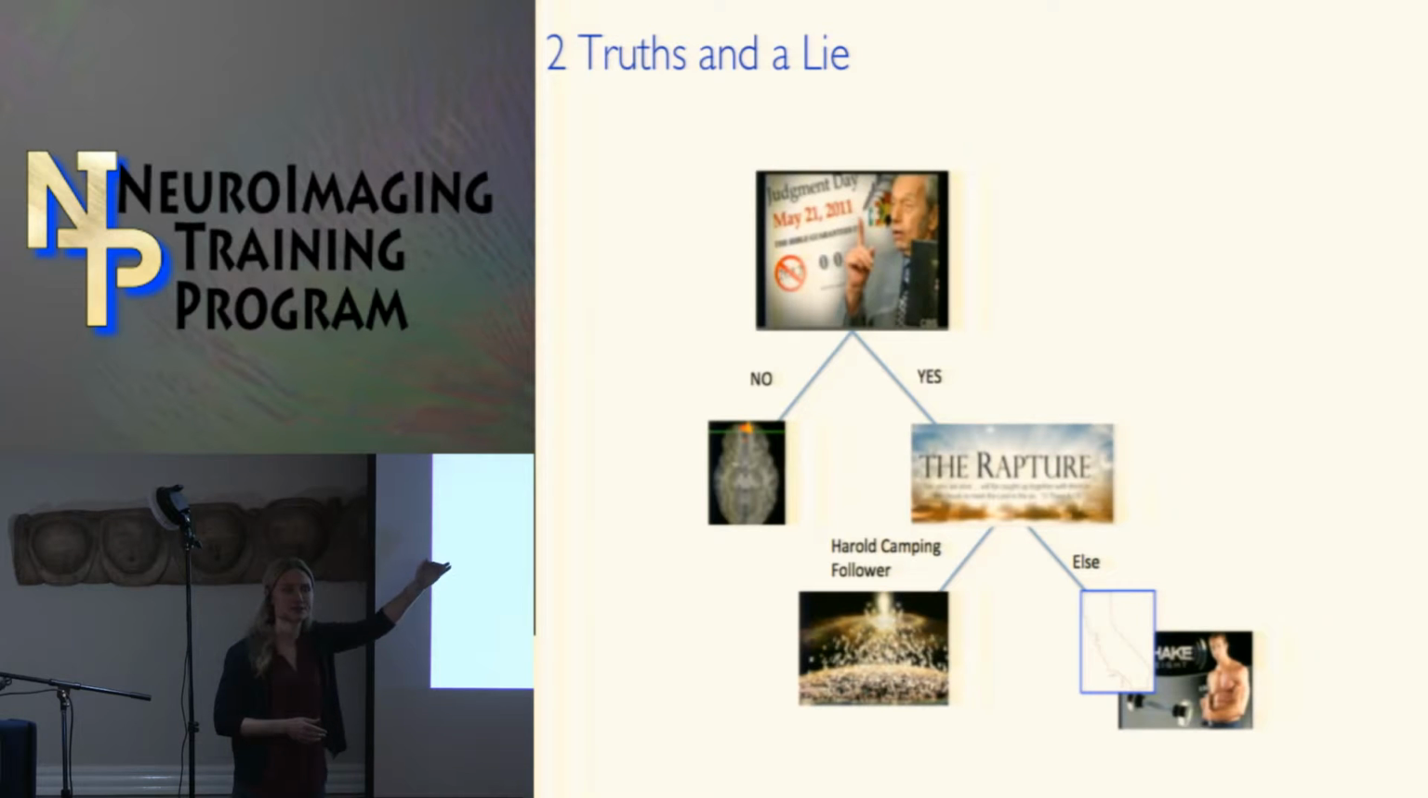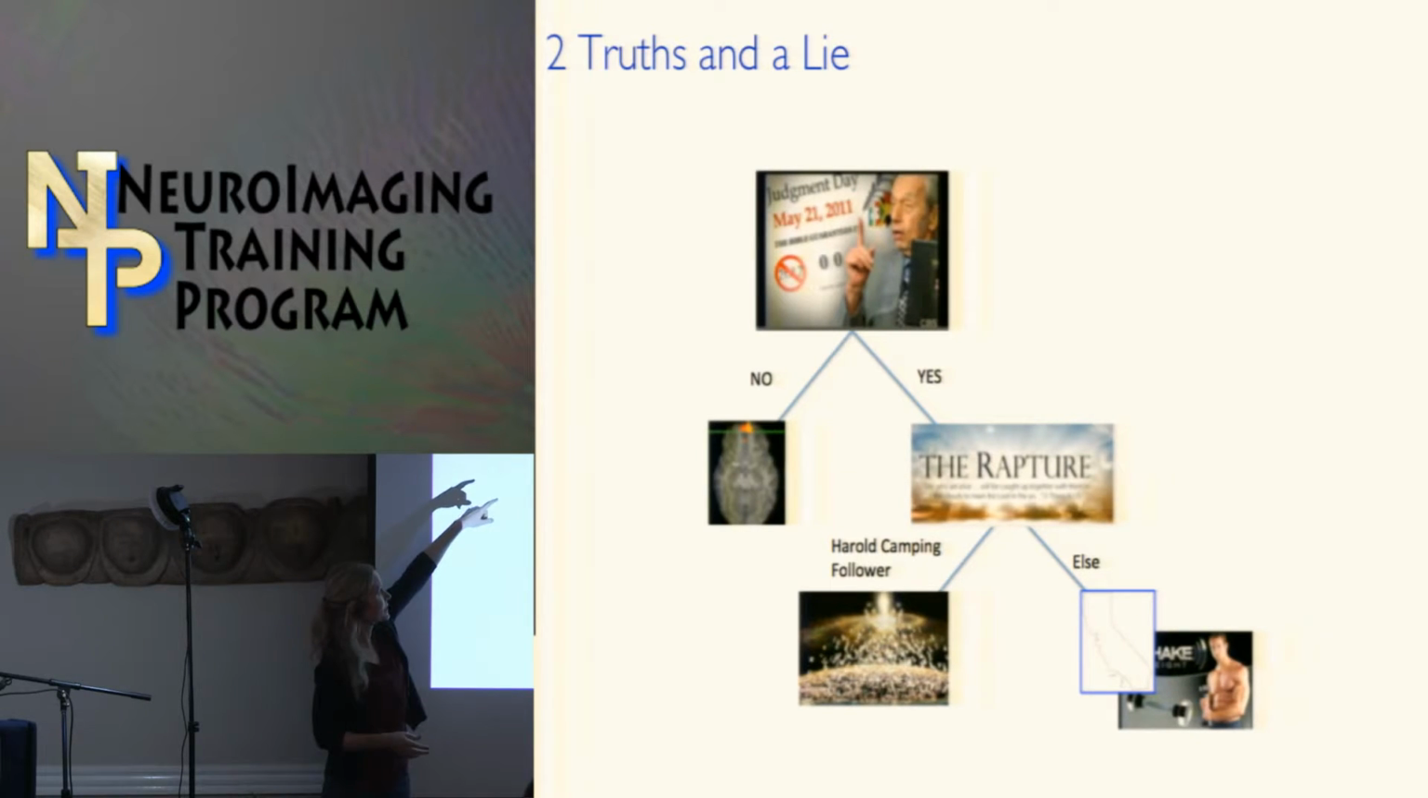I think there was another one in 2012 and another one later. And so this group of British documentary filmmakers decided to follow his followers, and they brought some of them to UCLA and asked us to see if we could make predictions about their belief system. And so this is a bizarre decision tree. Do you believe Harold Camping's right? No. Well, I guess that's the end of the decision tree. Yes. Well, then does the rapture happen?